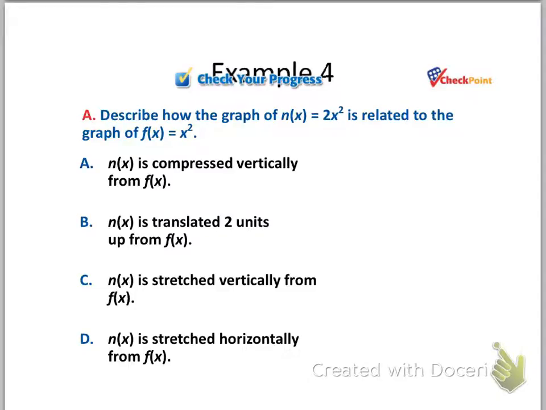All right, let's take a look at this one. We got 2x squared versus x squared. That's the A value, and that tells us if it's skinny or fat. And remember, the bigger the number, the skinnier it's going to get. And so that's going to be stretched vertically. Notice this one here, stretched horizontally. We don't do that. That's a trick answer. 2 units up, no, it's not being added. And compressed vertically, it's not getting fatter. So C is your answer there.